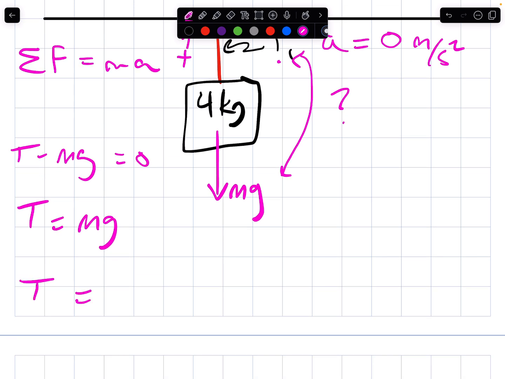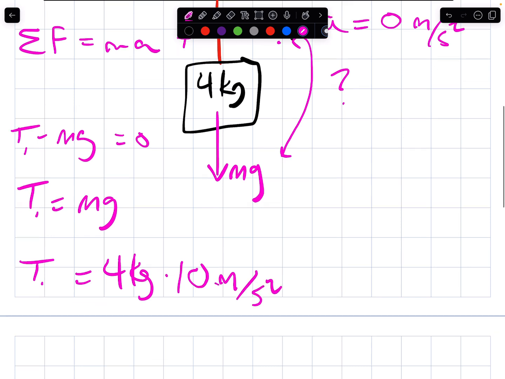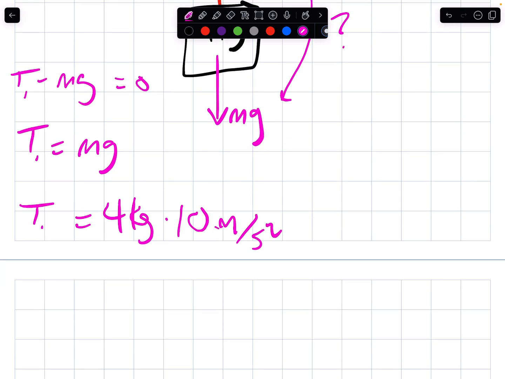So that tension, again, it's T1, 4 kg, times the acceleration of gravity is 10 meters per second squared. 4 times 10 is 40. So the tension in that top rope has got to be 40 newtons.